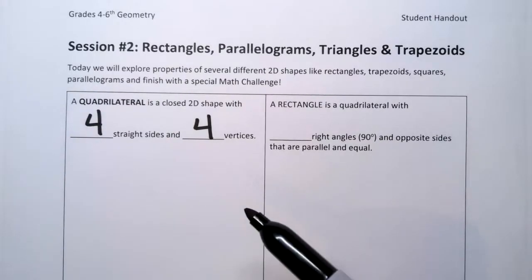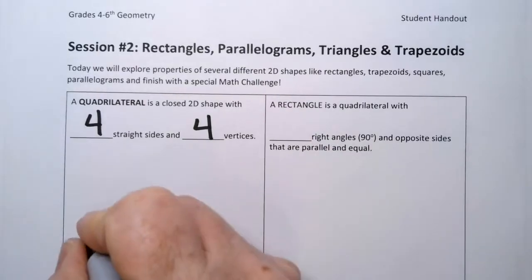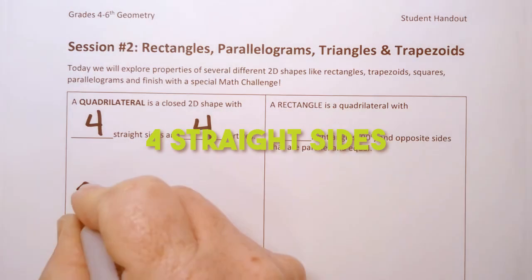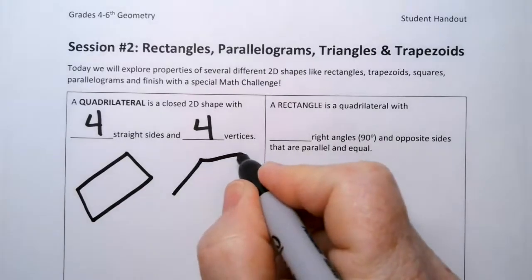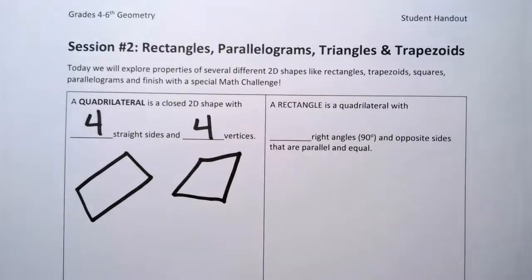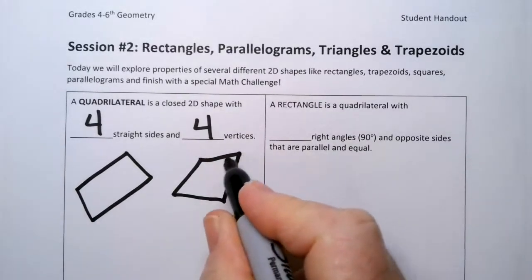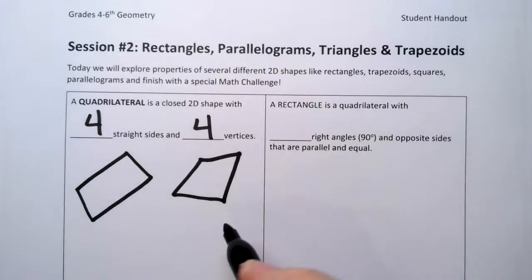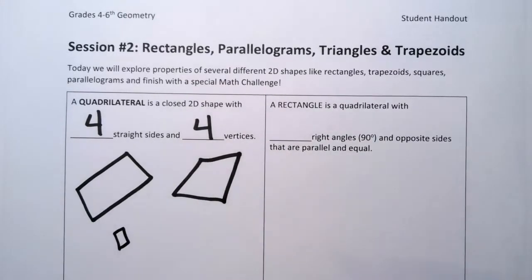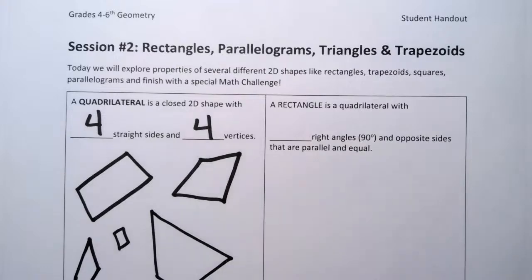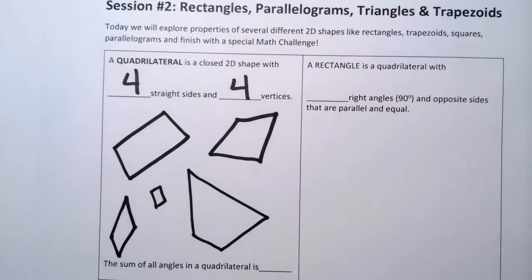Okay, so I want you to draw me a quadrilateral. So I need a shape that has 4 straight sides. Can you do that for me? Okay, go ahead and draw me some quadrilaterals. 4 straight sides and 4 of these points, these intersections where the sides come together. Okay, you can draw big ones. You can draw ones like that. Okay, did you give me some quadrilaterals?